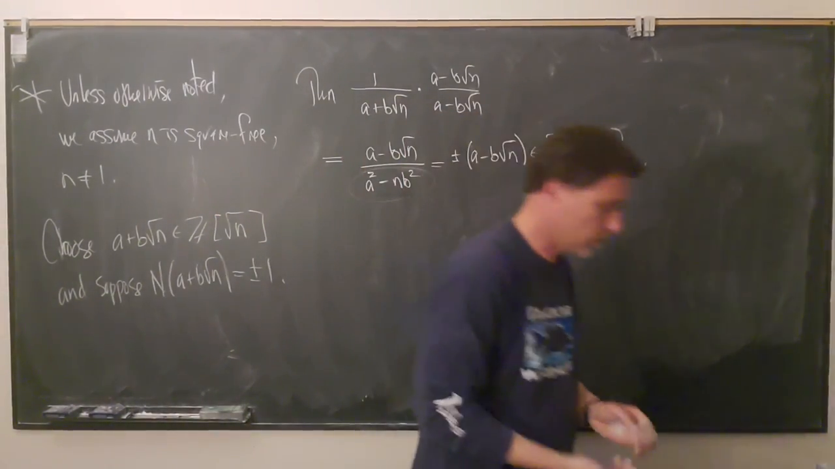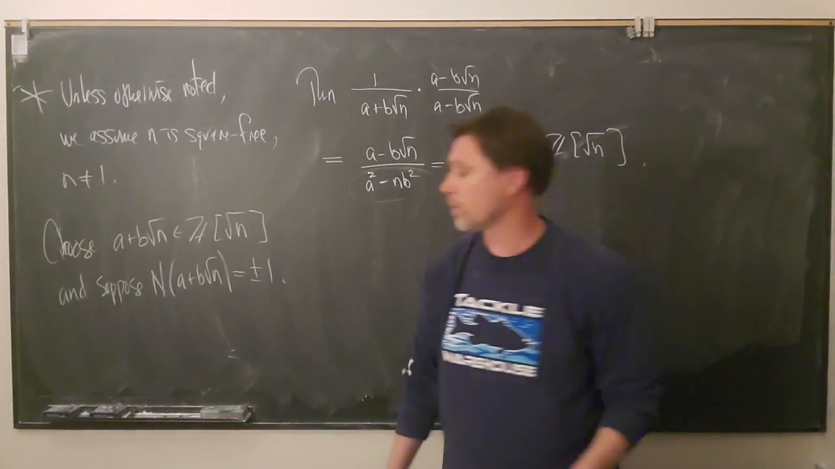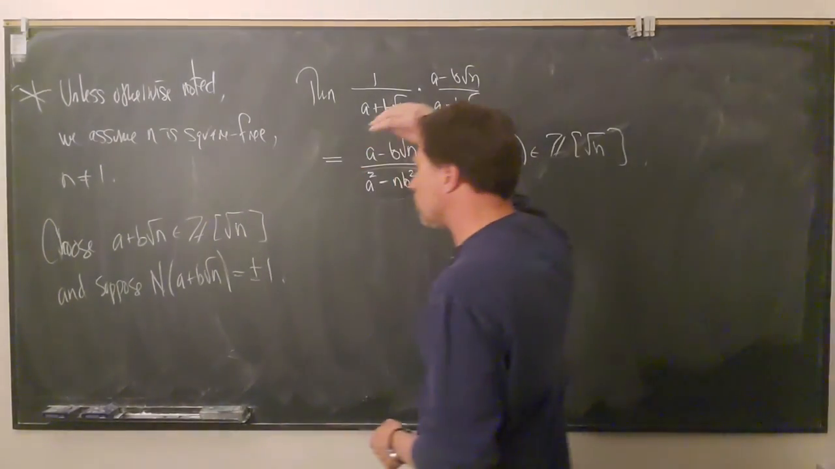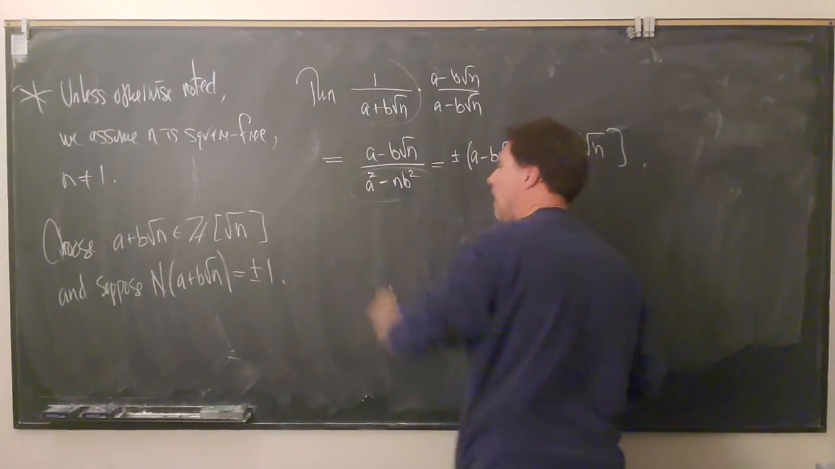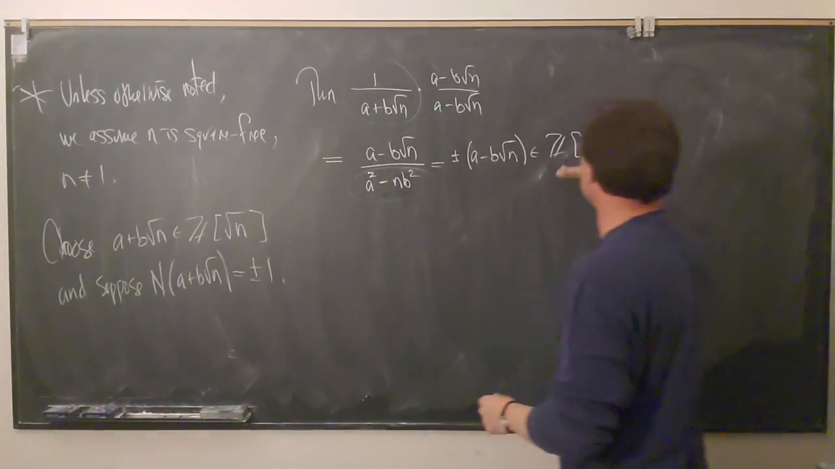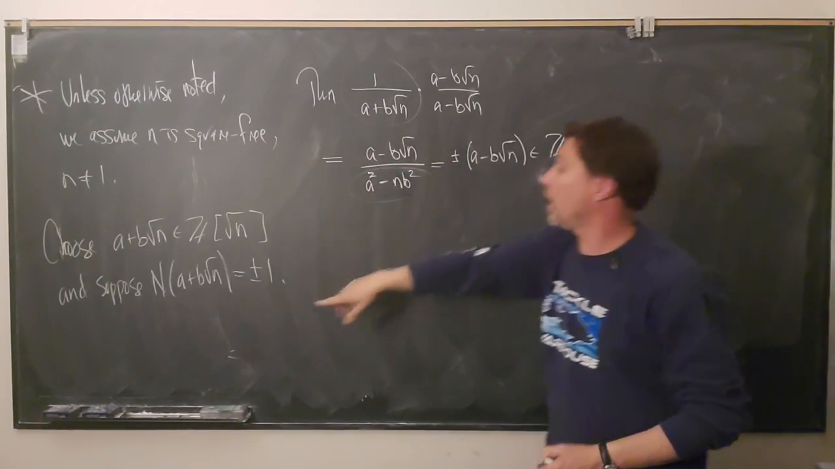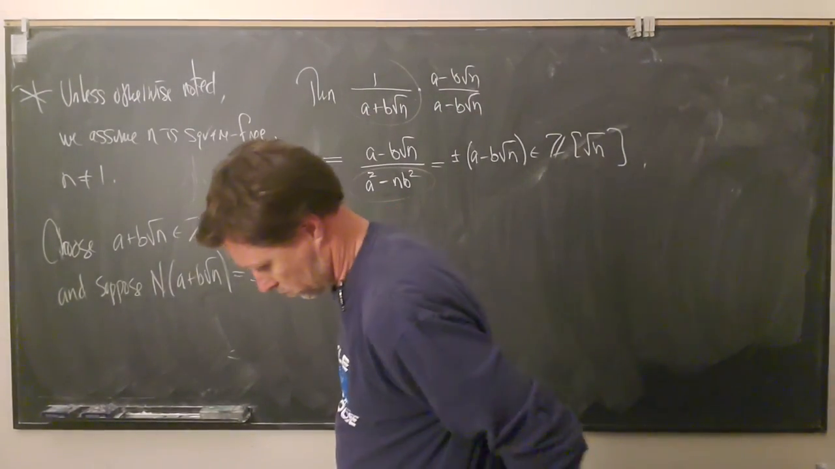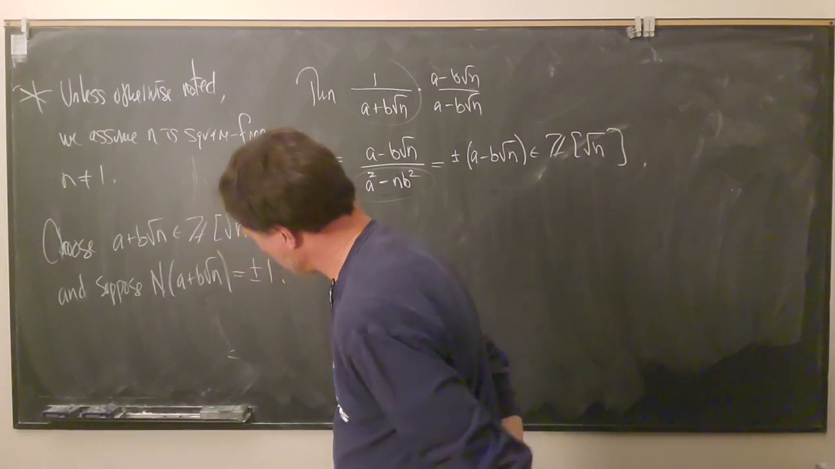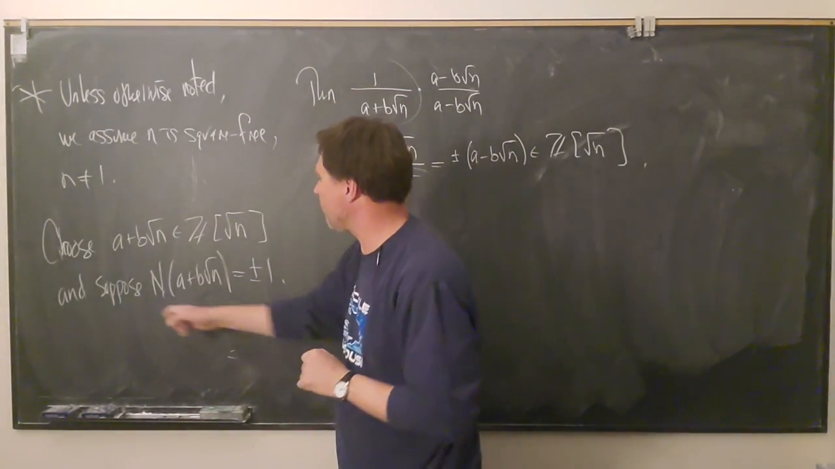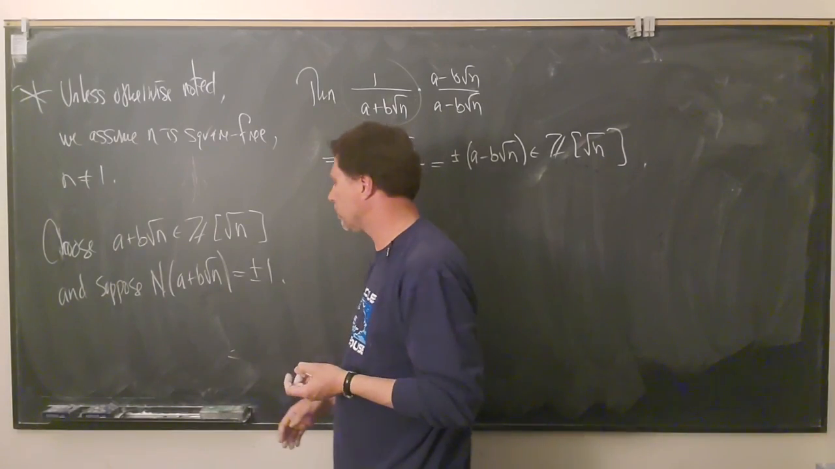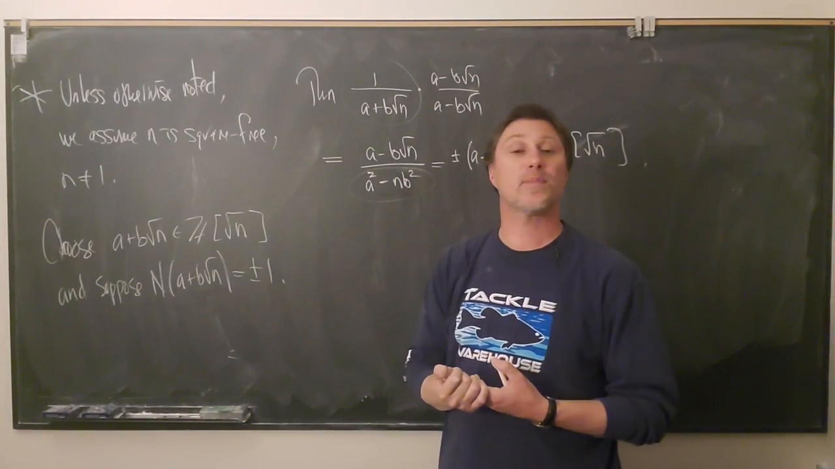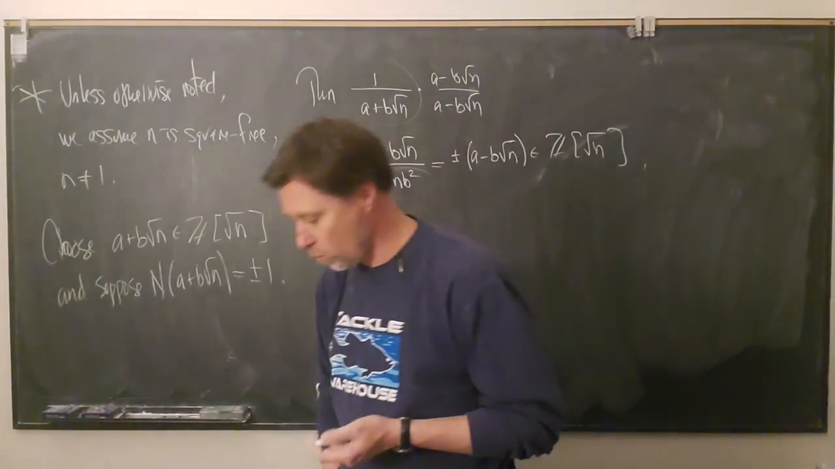So what just happened? What that tells us is that the inverse of A plus B root n lives inside Z bracket root n. In other words, this element right here is a unit. So the only time that we can have the absolute value of the norm equal to 1 is when we plug the unit in the first place. In other words, property C of theorem 47.1 holds.